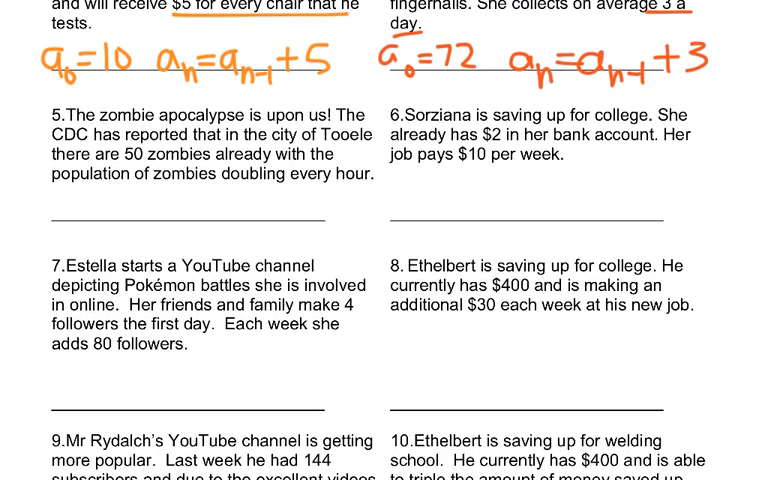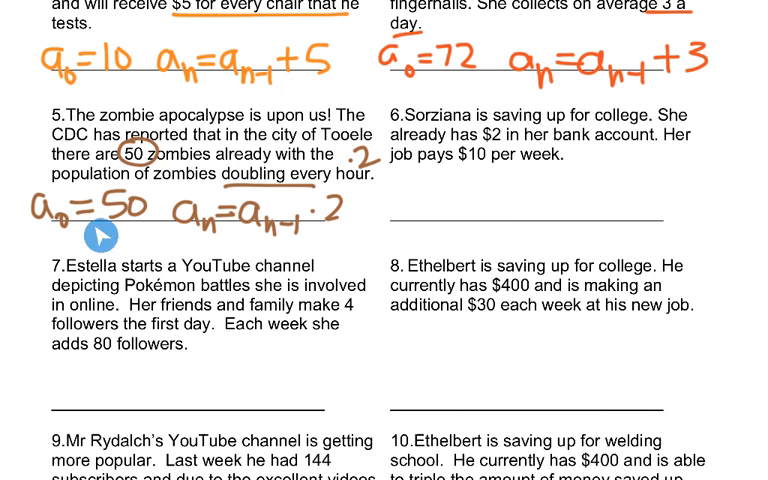Alright, number 5. The zombie apocalypse is upon us. The CDC has reported that in the city of Twila there are 50 zombies already, with the population of zombies doubling every hour. Okay, doubling should key you into the fact it's geometric. And mathematically, that means timesing by 2. And we already are told we have 50, so a sub 0 equals 50. Then a sub n equals a sub n minus 1 times 2. Okay? Now, it doesn't matter if you take this and rearrange them. As long as you have those 2 parts, though, that does matter, because if you don't have those 2 parts, then it's not going to work.